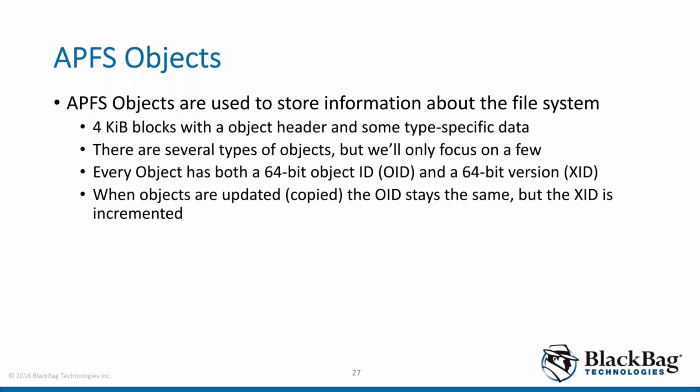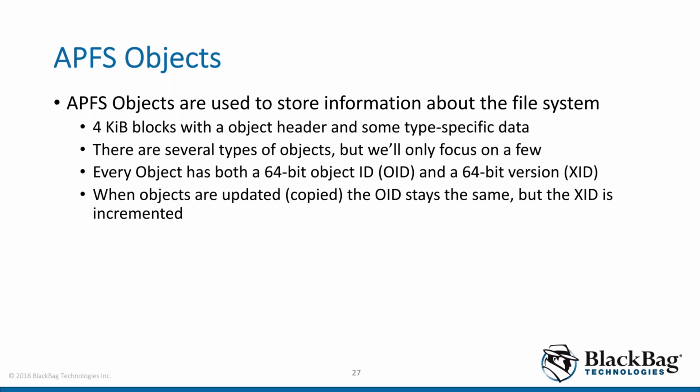So it's important to know that an APFS object is a 4 kilobyte block of data that has an object header with some type specific data, right? And the object header is very simple. It's just an object ID, which is unique for that object and will be the same for the entire lifetime of that object, as well as an XID, which, I don't know why they call it an XID, I don't know what that stands for, but it's a version identifier.